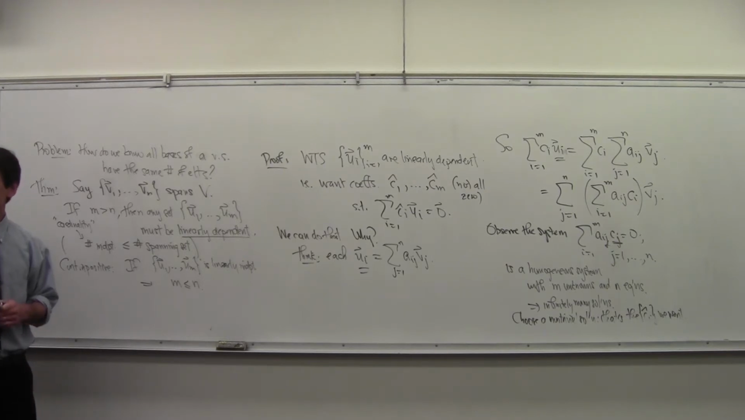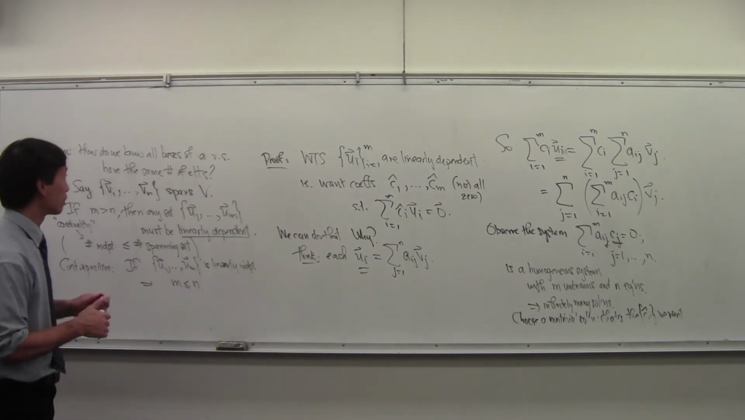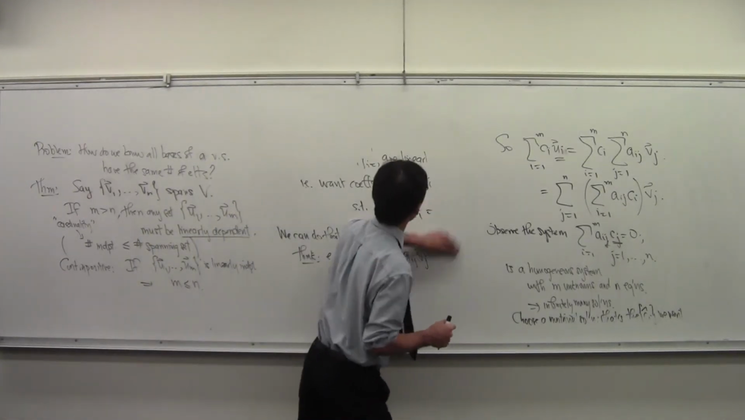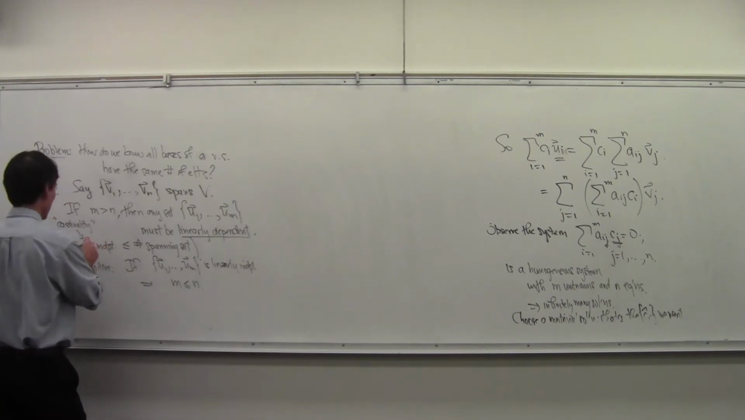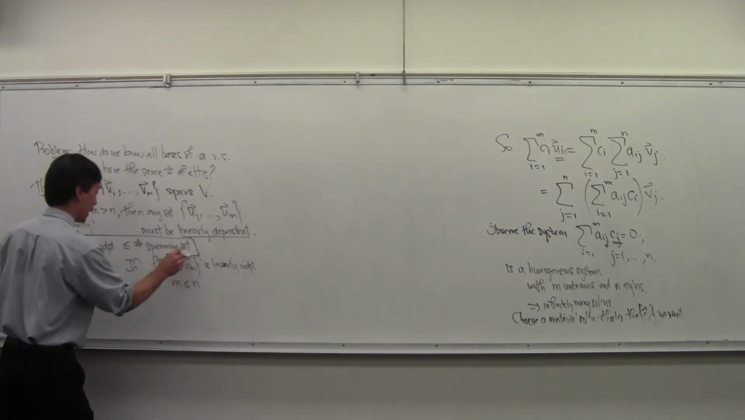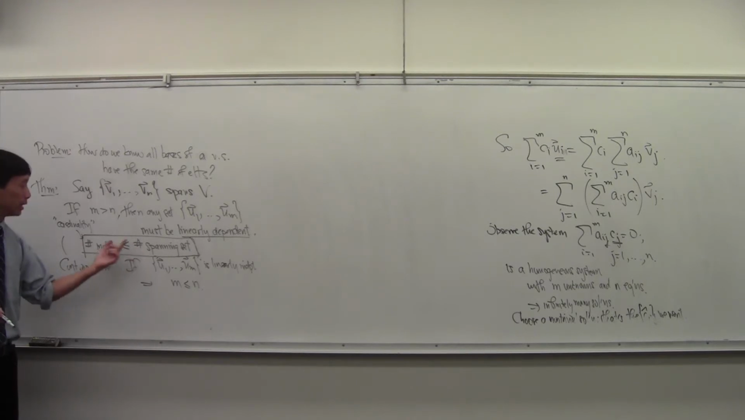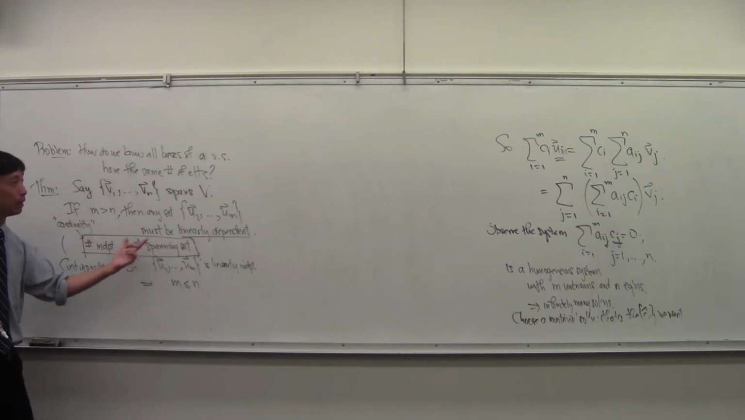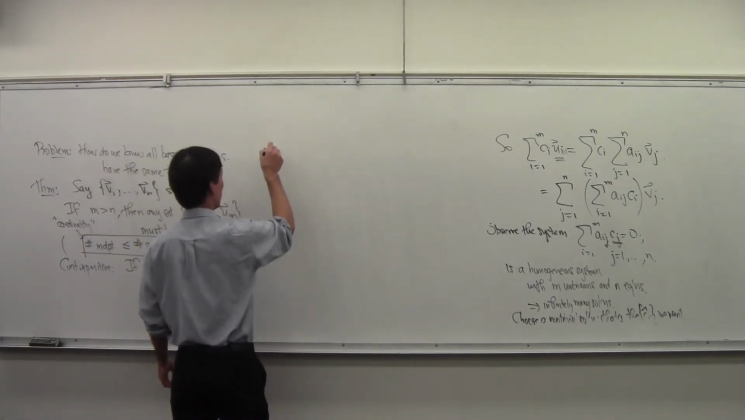Any questions? No? Okay, let's go on then. Let me show you how this is used. What we've just shown is that if you have a linearly independent set, then its cardinality must be less than or equal to that of a spanning set. So now, a corollary.